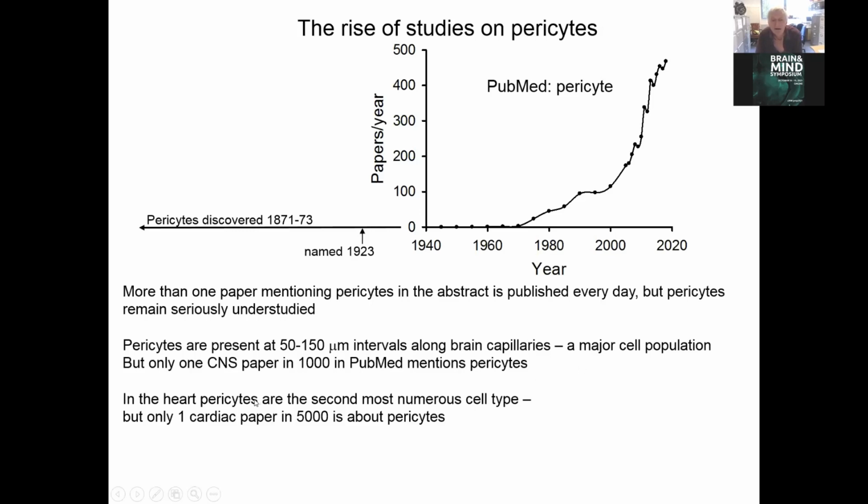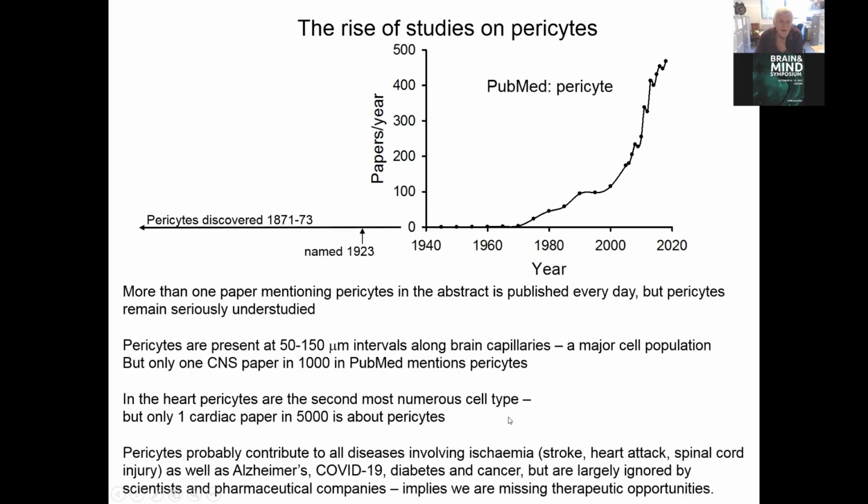In the heart, pericytes are the second most numerous cell type after endothelial cells. The myocytes come in a poor third, but only one cardiac paper out of every 5,000 in PubMed is about pericytes. So this suggests that we're missing out on therapeutic opportunities because pericytes contribute to all diseases involving ischemia, a decrease of blood flow. So that includes stroke, heart attack, spinal cord injury. And I'll also show you they have a key role in Alzheimer's and probably in COVID-19, diabetes and cancer.